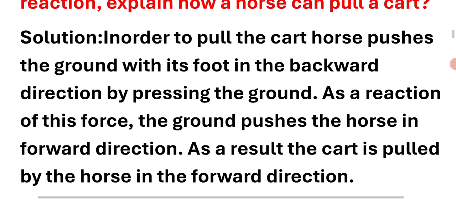Right answer. In order to pull the cart, the horse pushes the ground with its foot in the backward direction by pressing the ground. As a reaction of this force, the ground pushes the horse in the forward direction. As a result, the cart is pulled by the horse in the forward direction.